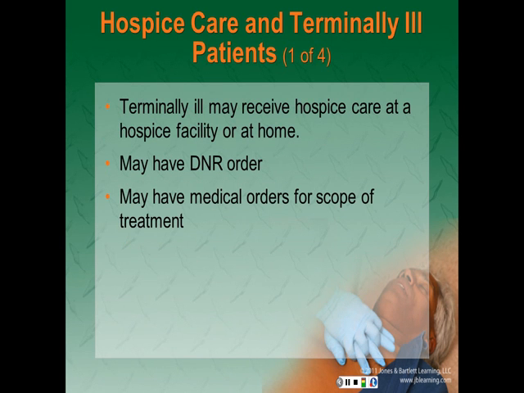Hospice care in terminally ill patients. Terminally ill patients may receive hospice care at a hospice facility or at home with diseases such as cancer, heart and lung failure, end-stage Alzheimer's, and AIDS.